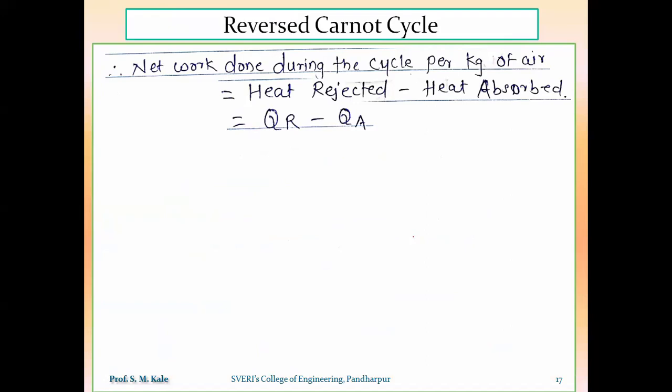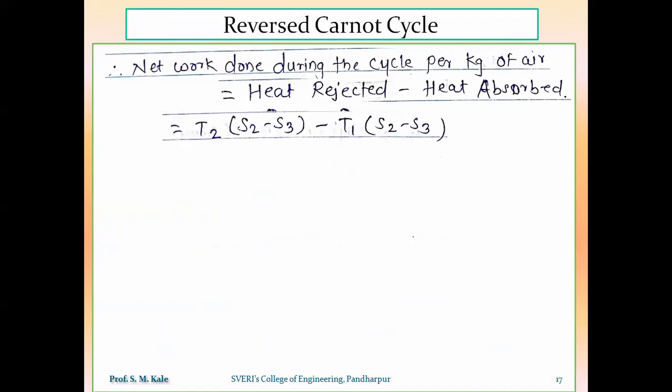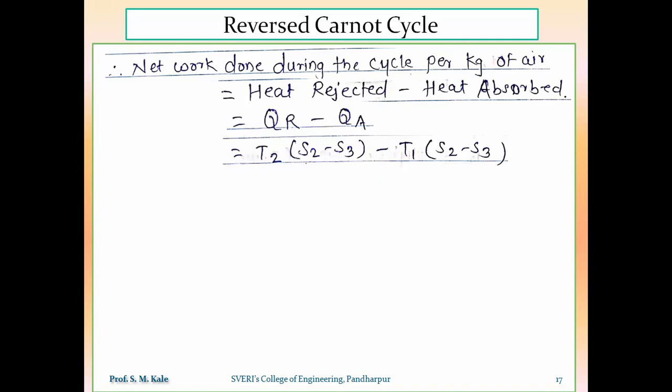As we know the formulae for QR and QA, put those formulae. The value of QR is T2 into S2 minus S3, minus the value of QA, which is T1 into S2 minus S3. This is the value of QA, and this is the value of QR, which we got on the previous page. By subtracting QA from QR, I will get the net work done during the system 1, 2, 3, 4, that is in the entire reverse Carnot cycle.